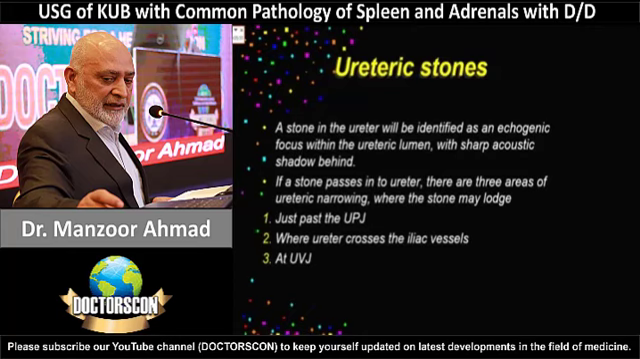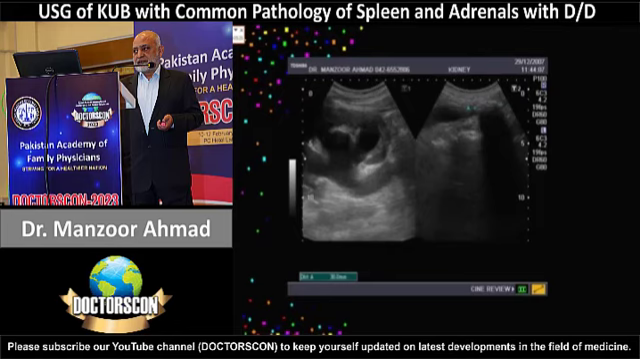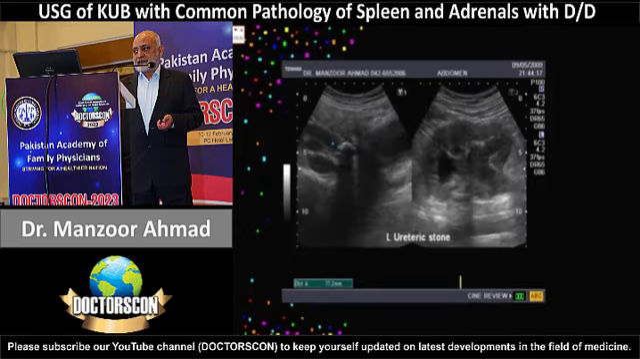Ureteric stones are seen as an echogenic focus within the ureter, and there are three sites where we can see them. One is just past the uretero-pelvic junction, then at the site where the ureter crosses the iliac vessels, and at the distal end of the ureter, the ureteric orifice. This is just past the pelvic ureteric junction, a bright stone with shadowing behind within the ureter. And here is the stone at the site where it crosses the iliac vessels. These are the iliac artery and vein, and this is the stone within the ureter.